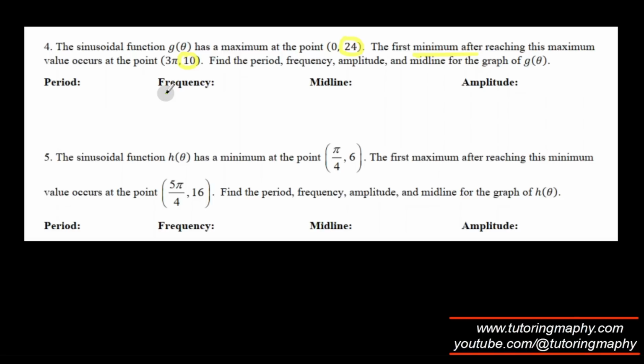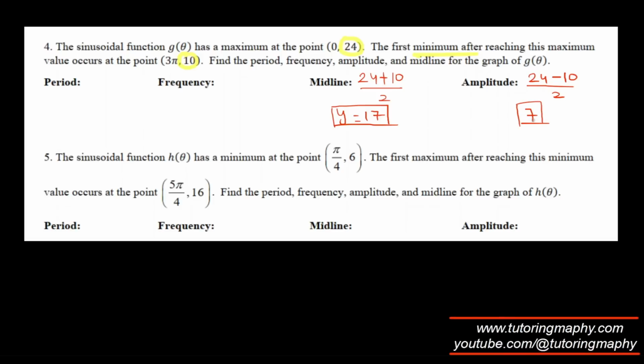So I can find the midline and the amplitude, because the midline is going to be maximum minus minimum, sorry, maximum plus minimum over 2, which is y is equal to 34 over 2, which is 17. And the amplitude is going to be maximum minus minimum over 2, which is 14 over 2, which is 7.